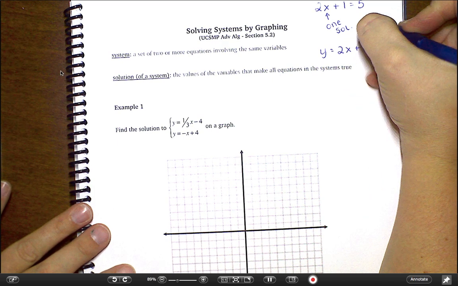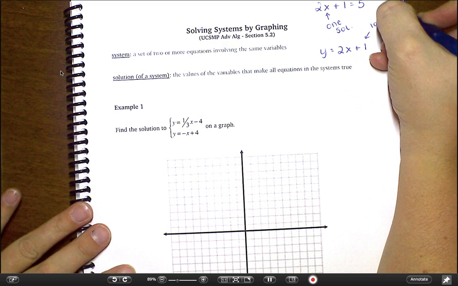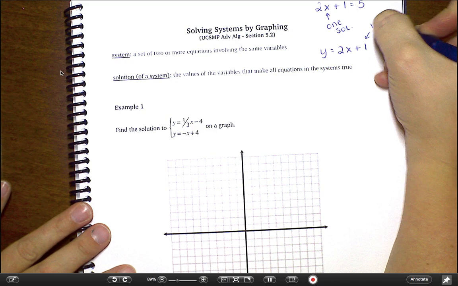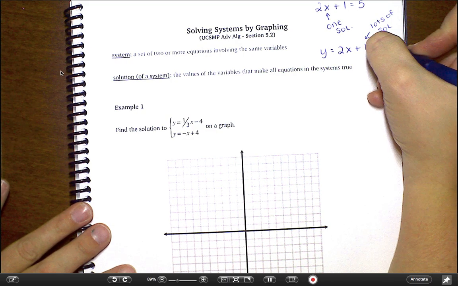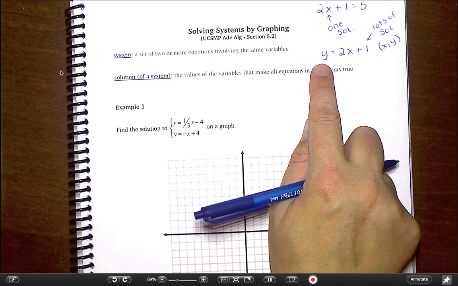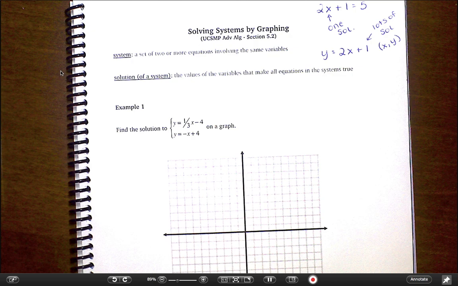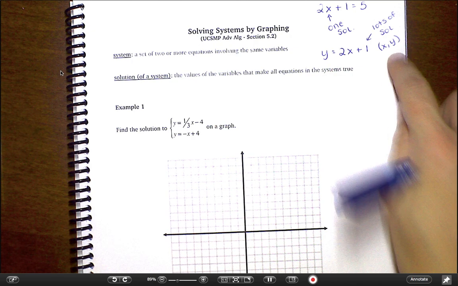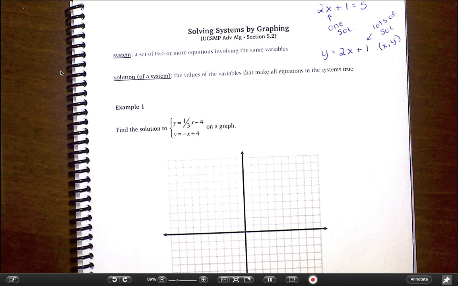Lots of solutions that are all ordered pairs, okay? And so I can come up with many pairs of coordinates that would work here. I can put in a value for x, I can find the corresponding value for y, and then all of those ordered pairs are all solutions. They are all things that make this true, okay?